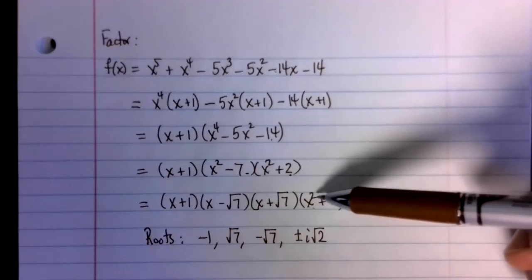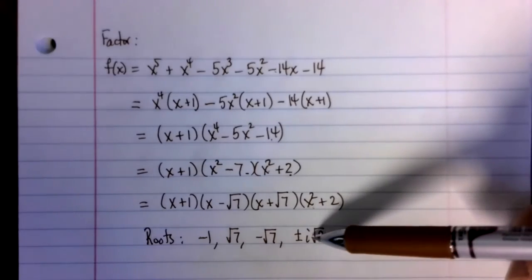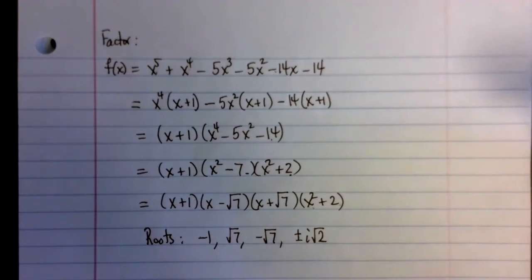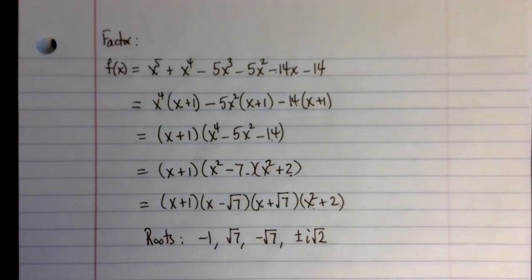But in this case, when you look at it, x squared equals -2 implies that x is either plus or minus i square root of 2. And so those are our 5 roots.